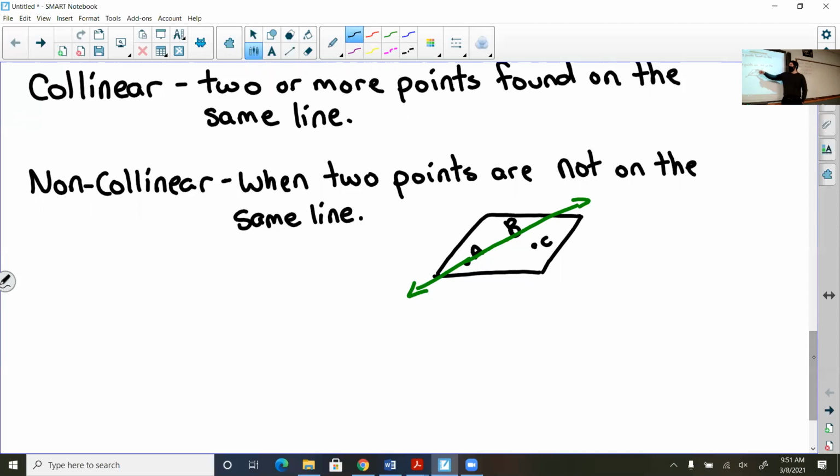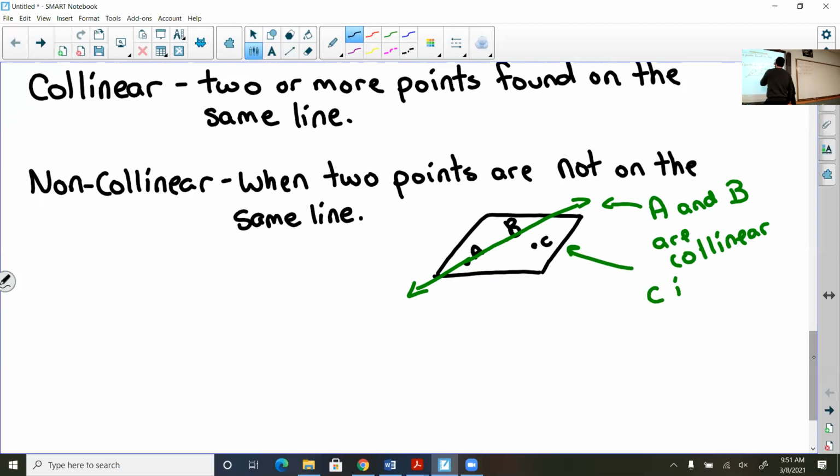So A and B are considered to be collinear. So A and B are collinear. And C is not collinear with A or B. So that's in this green situation. A and B are collinear. C is not collinear with A or B because it's not found on the same line as either.